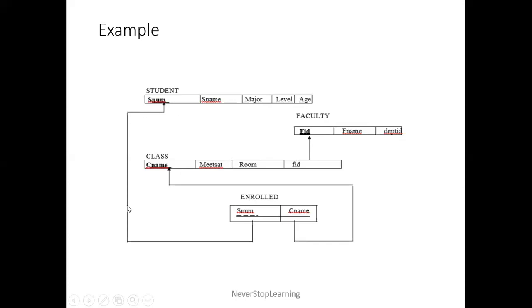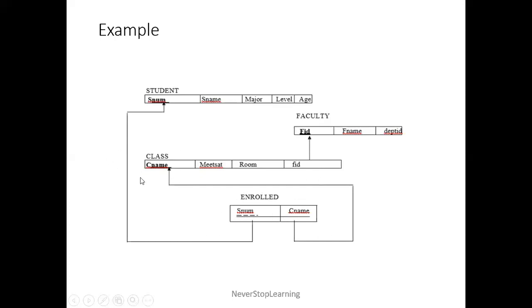This is the student table. Here snum is the primary key, and it is used as a foreign key in the enrolled table. Enrolled table has two attributes, that is snum, which comes from the student table, and c name, which comes from the class table, that is class name. If you can see, class name is the primary key there, and here it is a foreign key. And altogether in the enrolled table, snum and c name I'm using as a primary key, meaning the combination of both is the primary key.